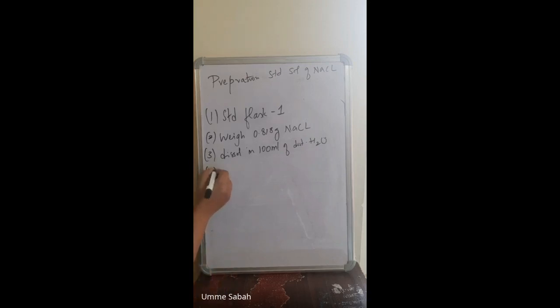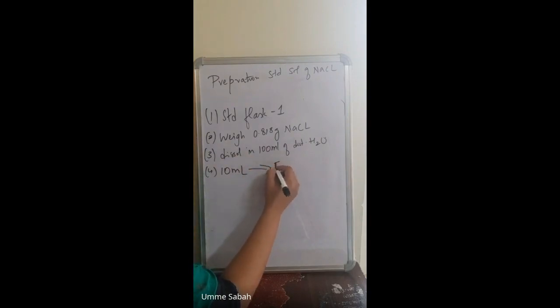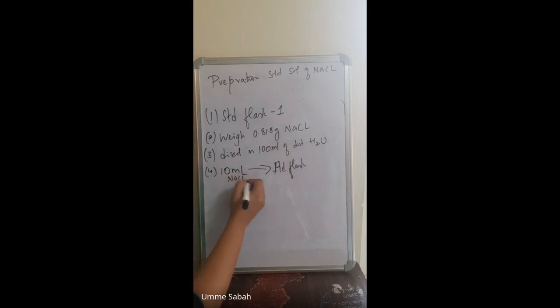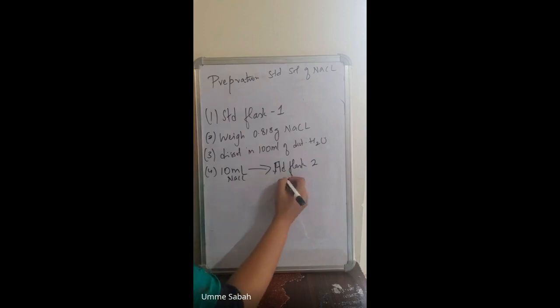Then second step of standardization is, from this particular solution, what you have prepared, you have to remove 10 ml. Pipette out 10 ml. With the help of 10 ml pipette, you take out this particular standard solution and then put it into flask 2, that is standard flask 2. Okay? Transfer the 10 ml of NaCl solution in standard flask 2 and make up the mark, which means you have to add water until the mark.